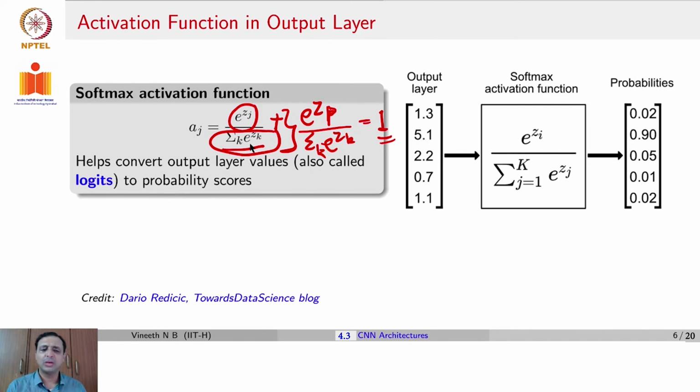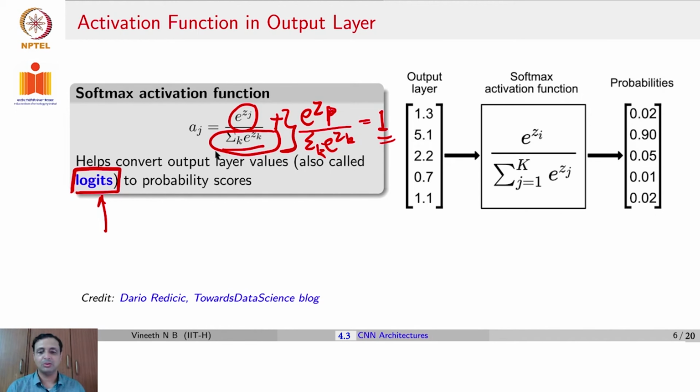A small notation or nomenclature here. The values before the probability score are typically called the logits of a neural network. So the neural network outputs logits. You apply a softmax activation function and convert it into probability scores.